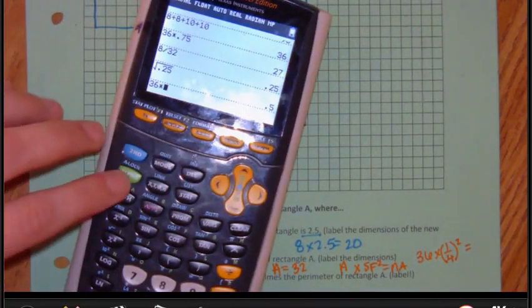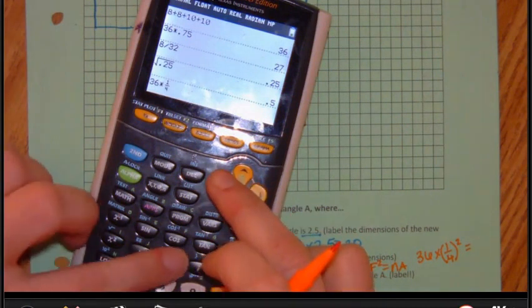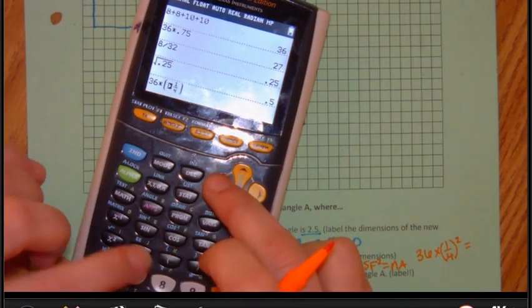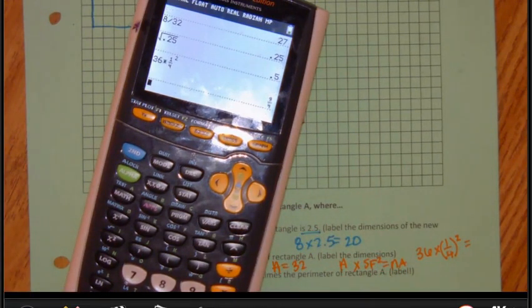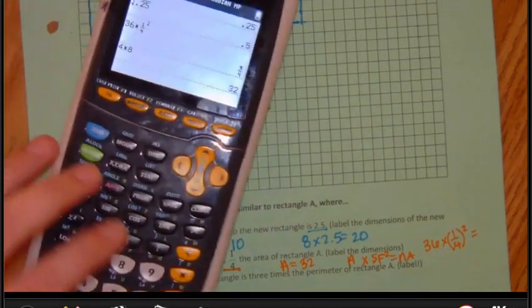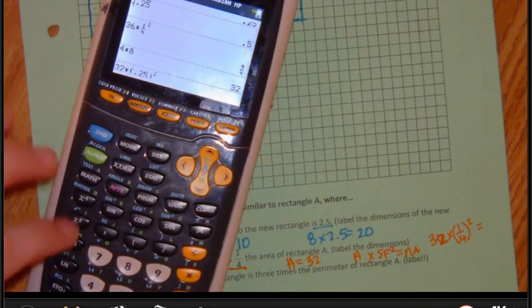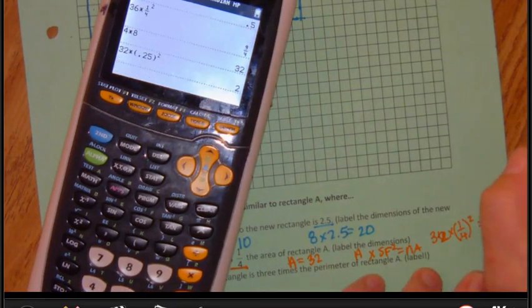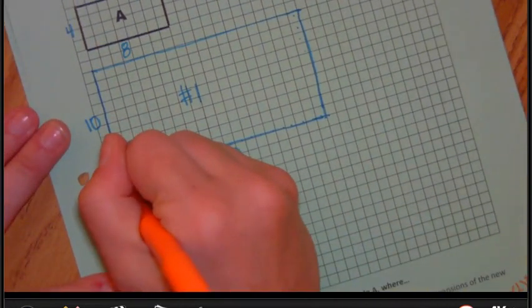I'm going to square it, and I should get 9/4. Actually, did I do that right? No, hang on. 4 times 8 is not 36, it's 32. I did the wrong number. So 32 times 0.25 squared, and you should get 2. I wrote down the wrong number. So I need to create a rectangle that has an area of 2.